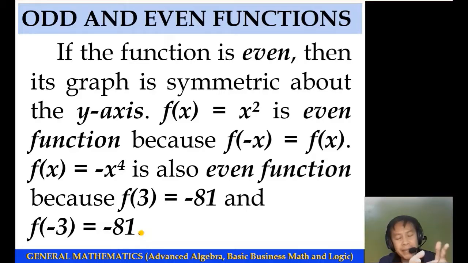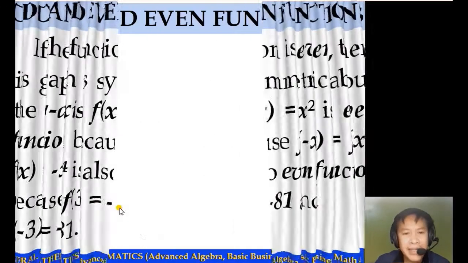Then 9 times negative 3 is equal to negative 27. Then negative 27 times negative 3 is equal to positive 81. Then 81 times negative 1 is equal to negative 81. And negative 81 is equal to negative 81. It means that if we are going to substitute two numbers that are additive inverses of each other, the result is the same. We can say that this function is an even function.